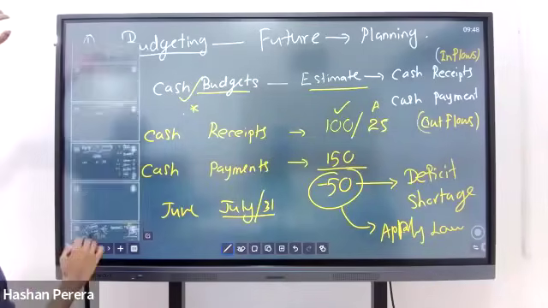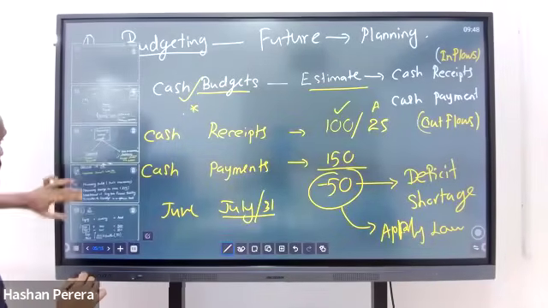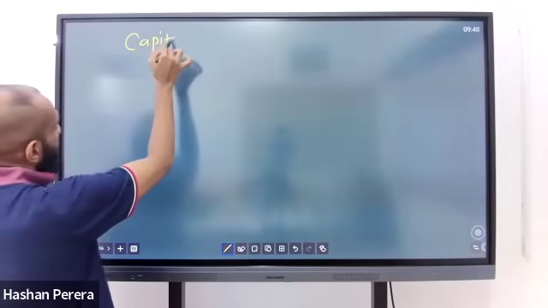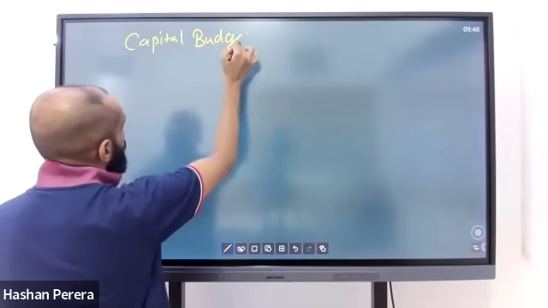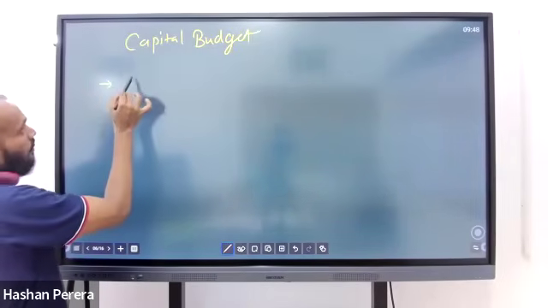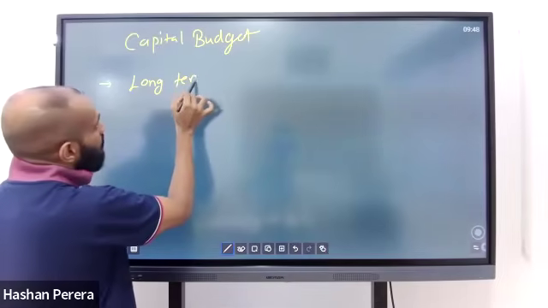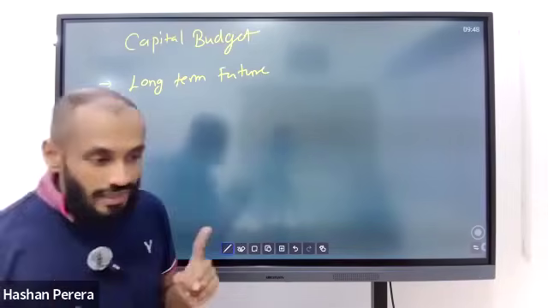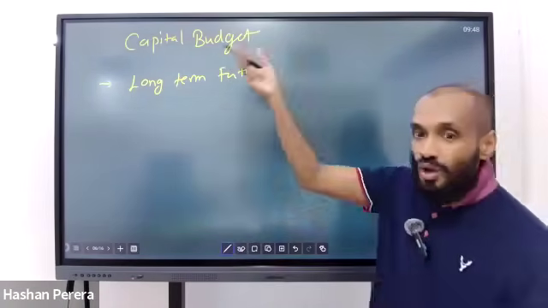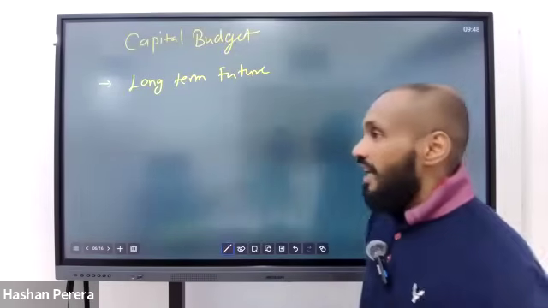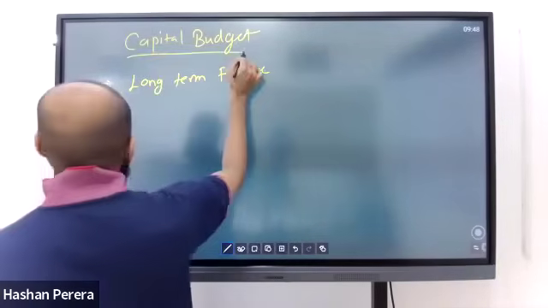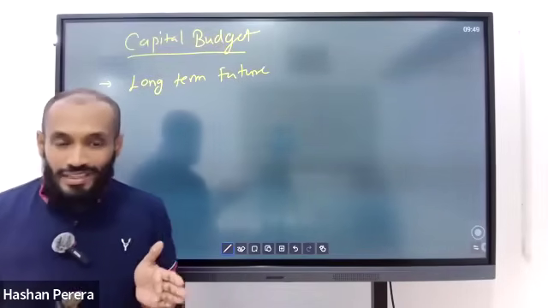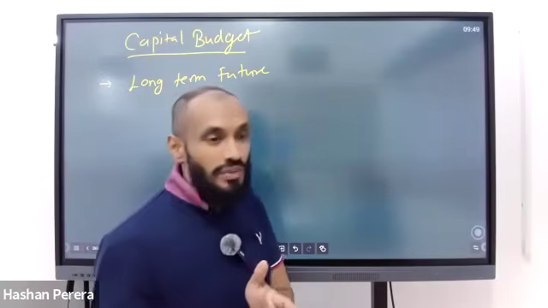Now we are talking about the capital budgets. It's always focused on the long term future. Did you understand the difference between cash budget and the capital budget? Cash budget is short term future, capital budget is long term future. Clear? At the same time, in the cash budget, we listed down our expected cash receipts and the expected cash payments. That is what we did in cash budget.